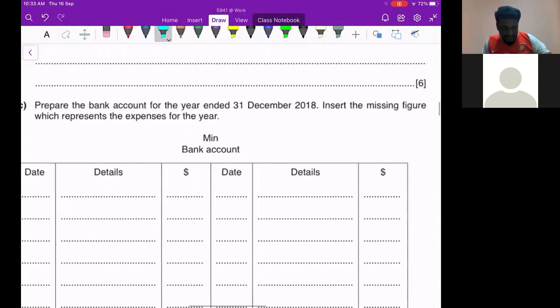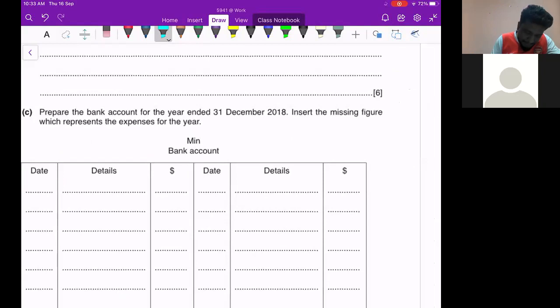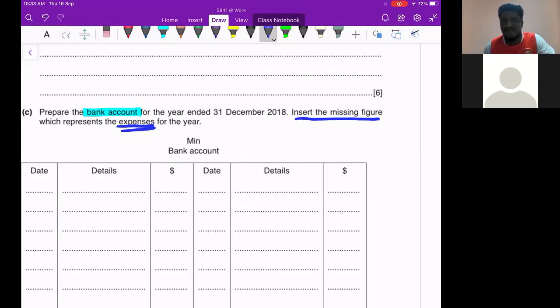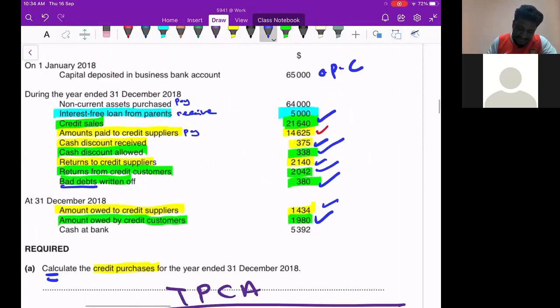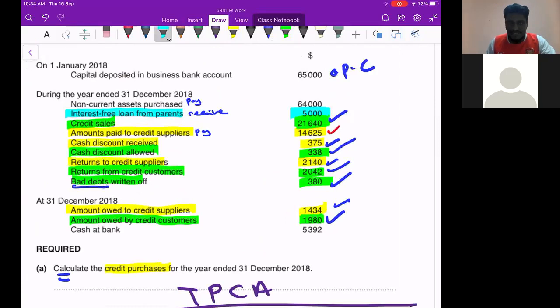After that, the question says prepare the bank account for the year ended and insert the missing figure which represents the expenses for the year. So you need to prepare the bank account. Then you balance up. The difference will be your expenses. I just follow the question. But before that, let me decide which ones will go to the bank account.